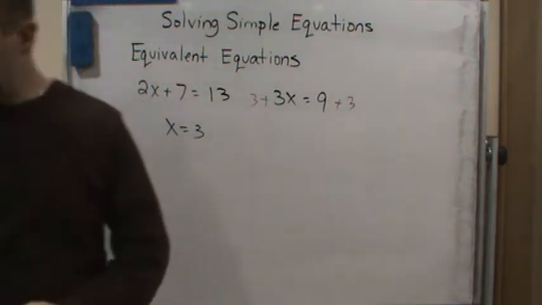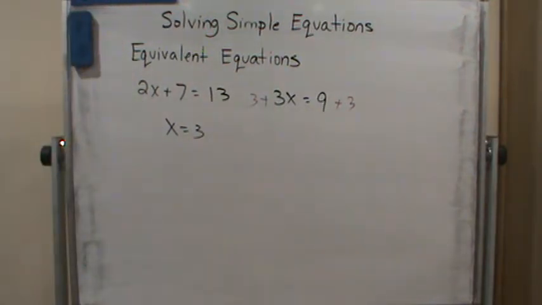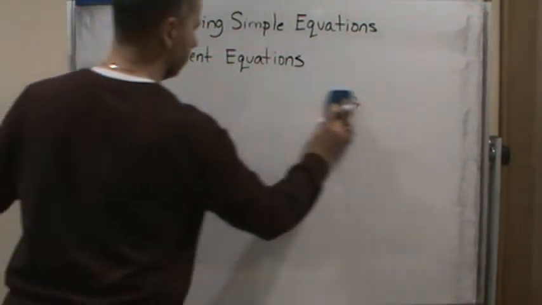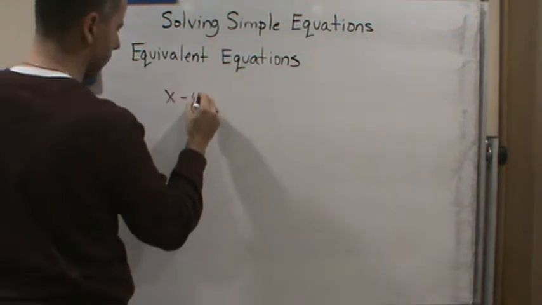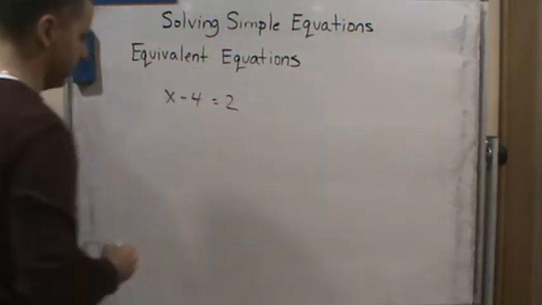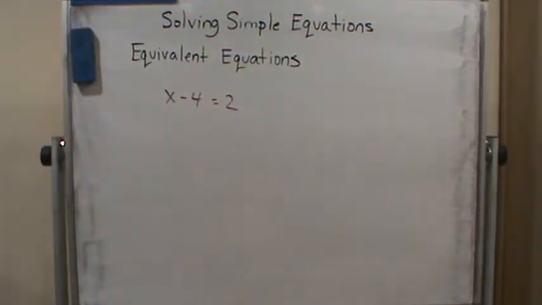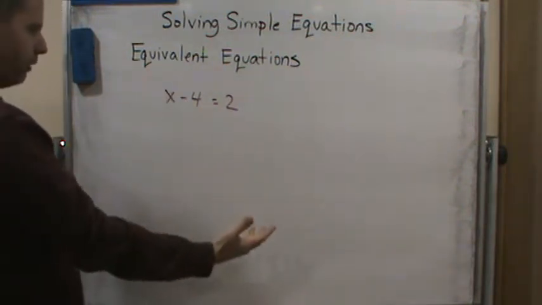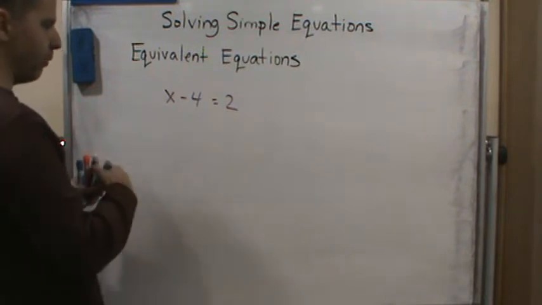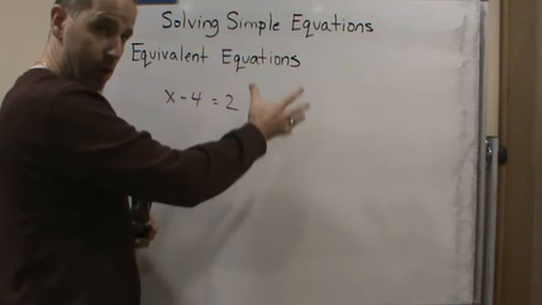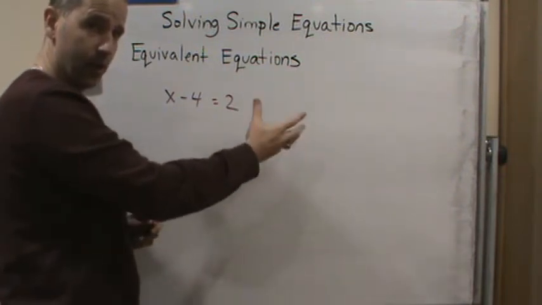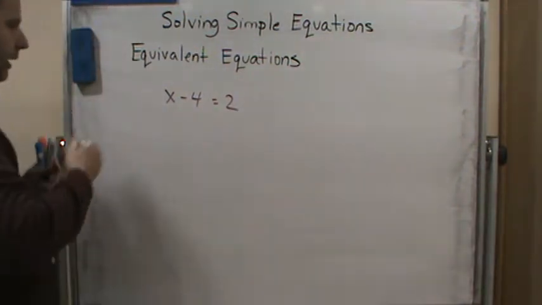So let's do an example. So here's a simple example. X minus 4 equals 2. So x minus 4 equals 2 is a simple equation, right? And I want to solve this equation for x, which means I want to isolate x on one side, and I want everything else on the other side, all the numbers, the constants, okay?